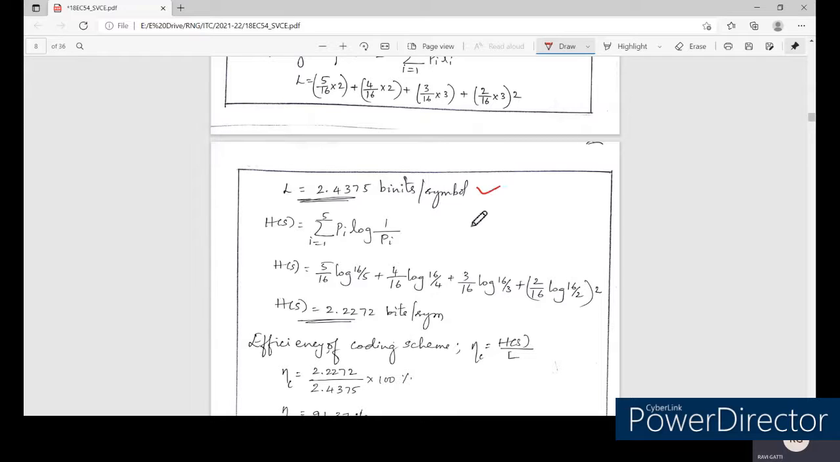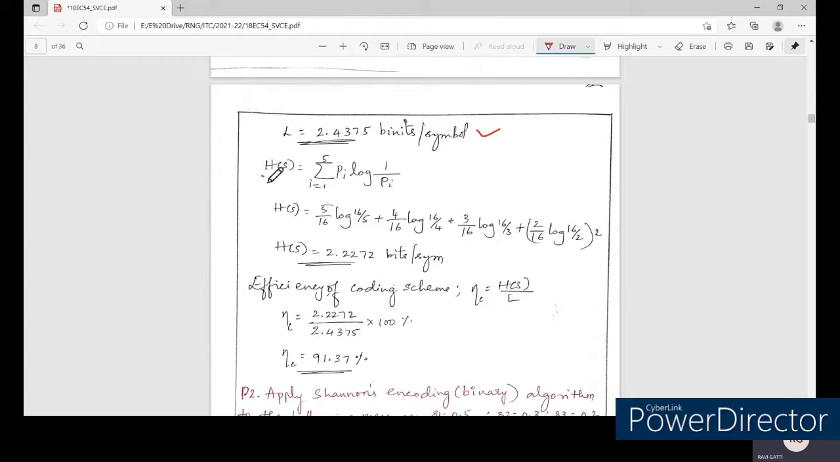Next, you need to find the entropy of the source. What is the entropy of the source? It is nothing but the summation from i equal to 1 to 6 of p i into log 1 by p i. If you substitute all these values, H of S is equal to 5 by 16 log 16 by 5 plus 4 by 16 log 16 by 4 plus 3 by 16 log 16 by 3 plus 2 by 16 log 16 by 2. Since you have 2 values over here, that is why you have multiplied by 2. When you do that, you will be getting H of S equal to 2.2275 bits per symbol.